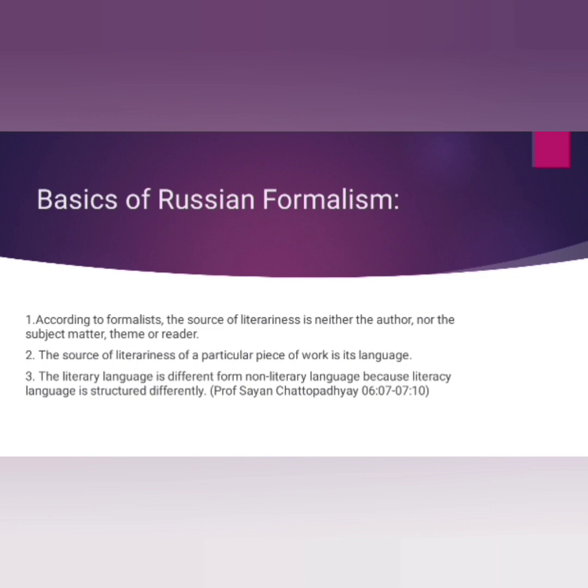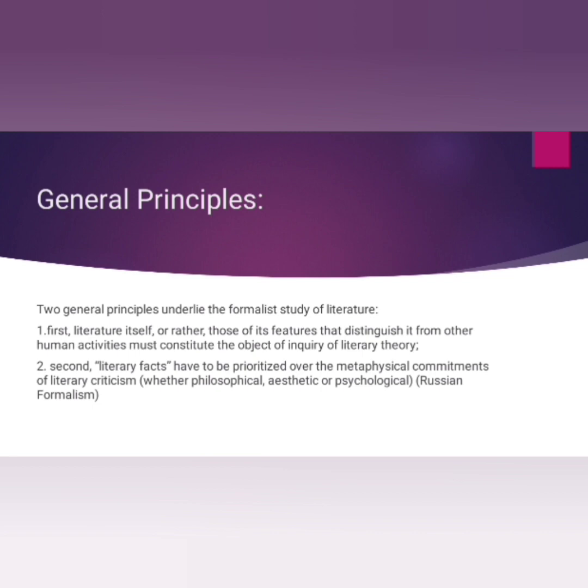So they said that the author is not the source of literariness, the subject matter is not the source of literariness, and the reader is not the source of literariness. Literariness comes from language and the way it is structured. They gave two general principles of this theory. First, literature itself, or rather those of its features that distinguish it from other human activities, must constitute the object of inquiry of literary theory.